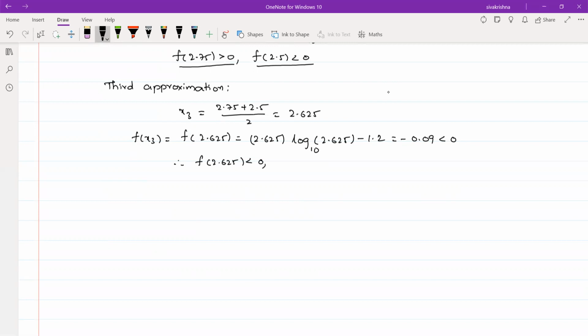So once again, in order to calculate the next approximation, we require a positive value, so we have to carry that positive value from the above step. Okay, from the above step we are having f of 2.75 as a positive value, so we carry that particular value to calculate the next approximation. Once again, I am underlining those two terms. So now I am going to calculate the next approximation, that is the fourth approximation.